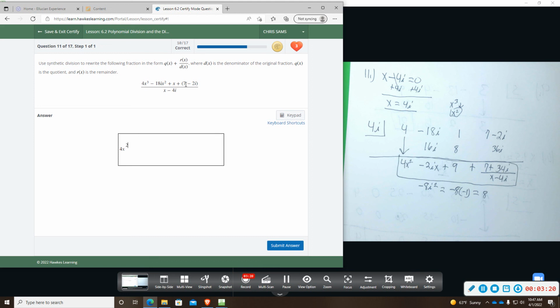4x squared minus 2ix plus 9 plus 7 plus 34i over x minus 4i. Make sure we got all that written down correctly.